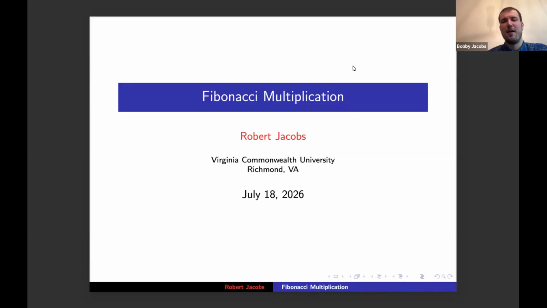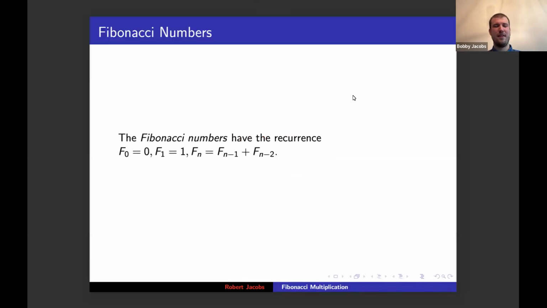Hi, I'm Bobby Jacobs, and I'm going to tell you about this thing I discovered called Fibonacci multiplication. As a lot of you know, the Fibonacci numbers have a recurrence: F0 is 0, F1 is 1, and Fn is Fn minus 1 plus Fn minus 2.